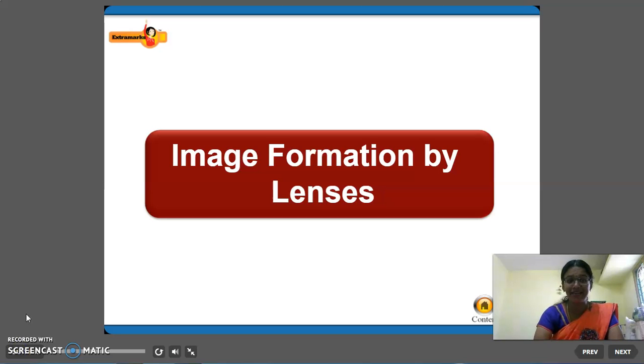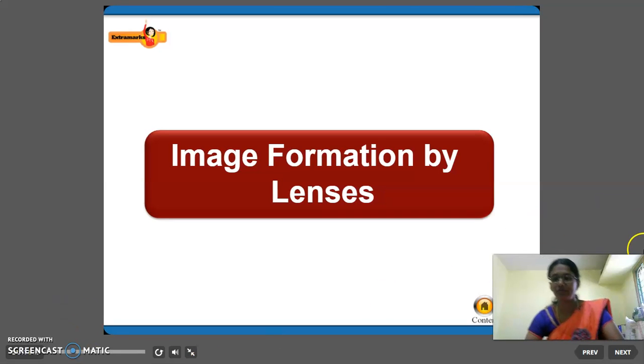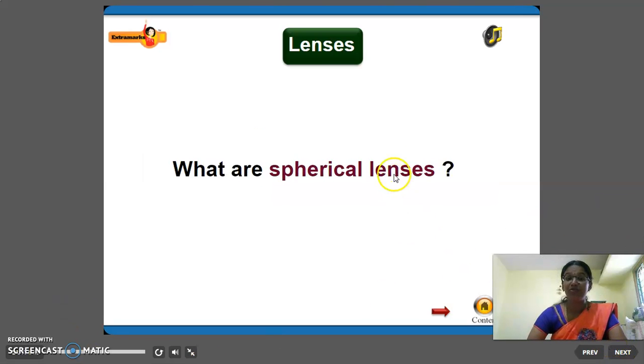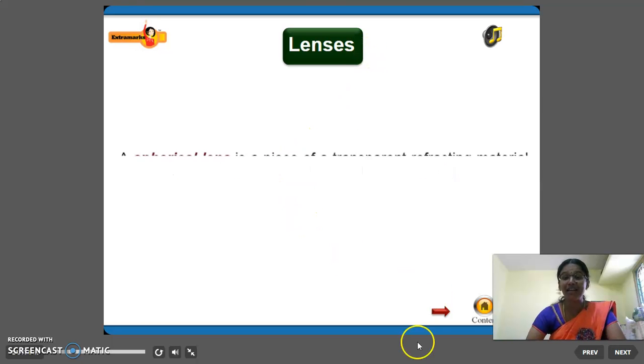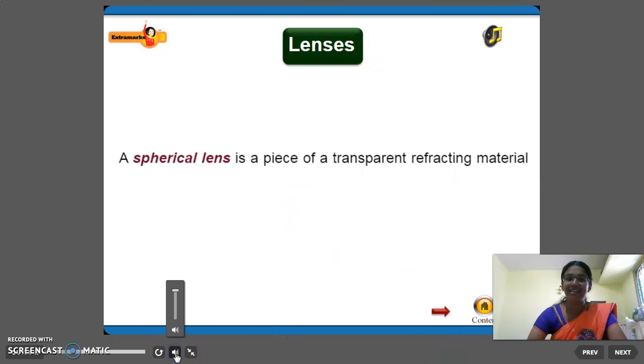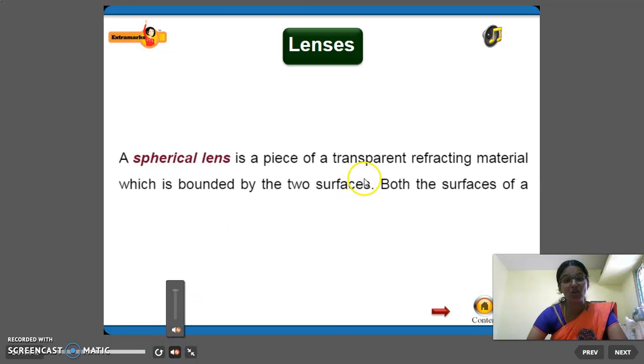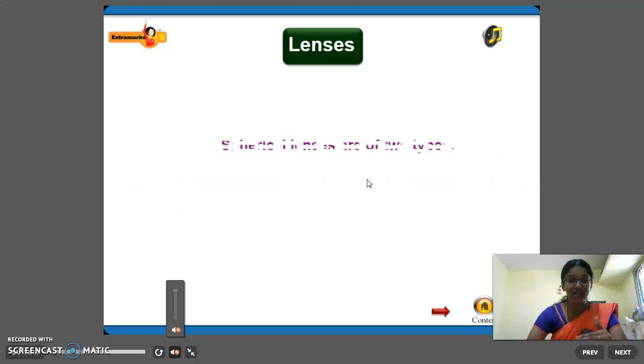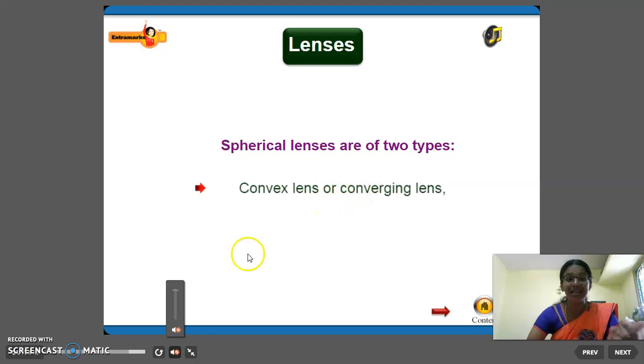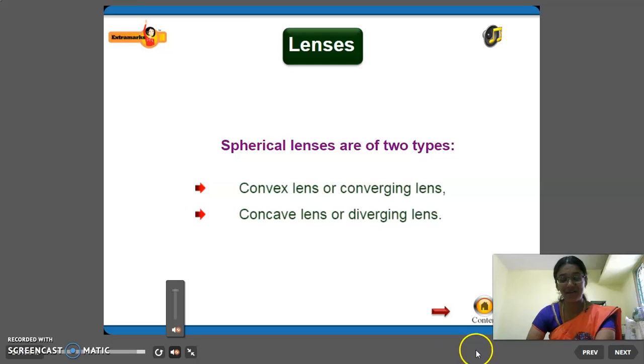Image formation by lenses: how images are formed in lenses. Now we are going to discuss that topic. So first, what are lenses? What are spherical lenses? A spherical lens is a piece of transparent refracting material. It is transparent. What do you mean by transparent? Being on one side, we are able to see the other side. That is called transparent. So a lens is a transparent refracting material.